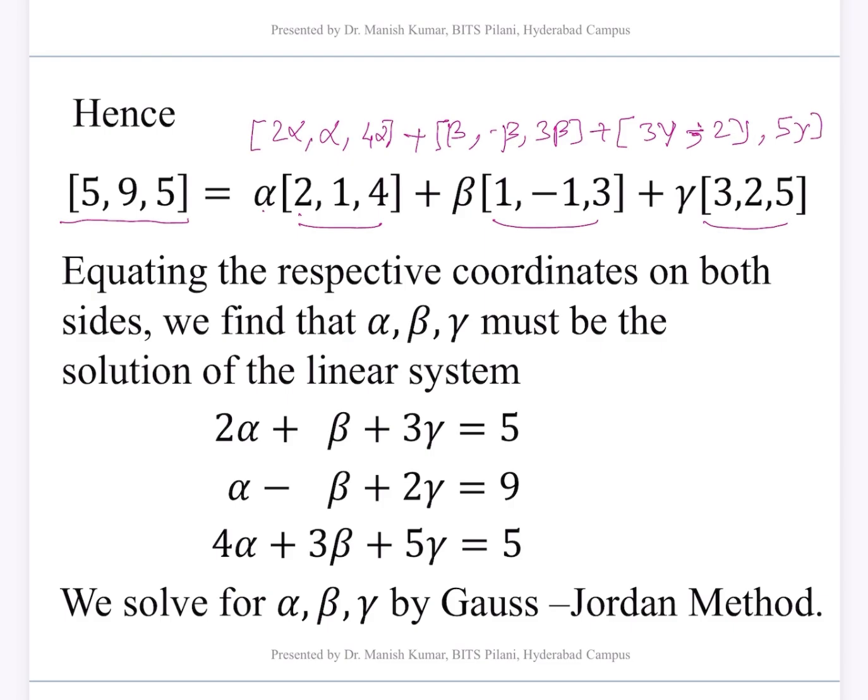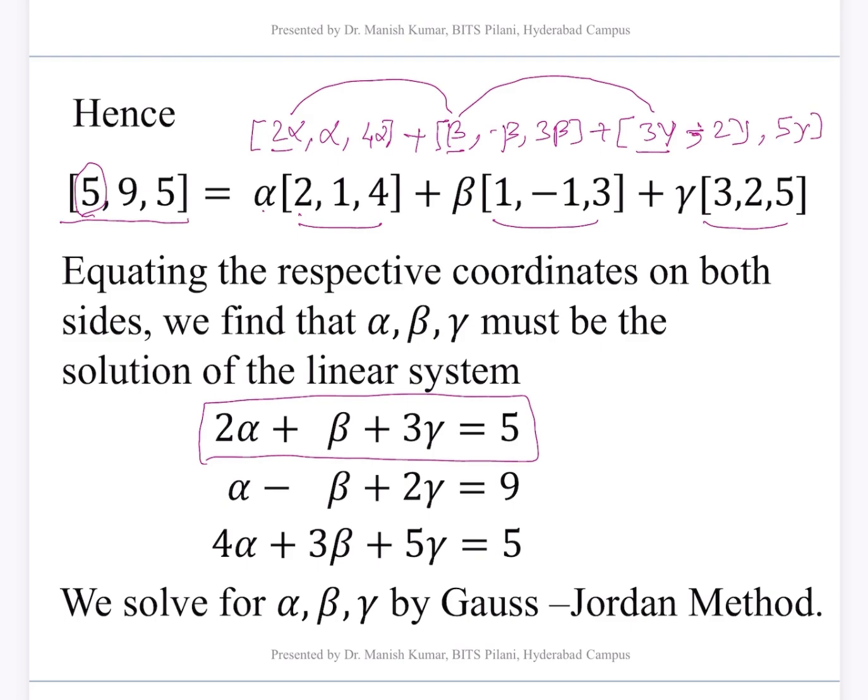Right. Now the question is, addition will only be possible component-wise. So what has happened: 2 alpha plus beta plus 3 gamma, right? And this will be the first component of the right hand side vector, which is equal to the first component of the first vector in the left hand side. It means that this will produce an equation because of the property of equality of two vectors.